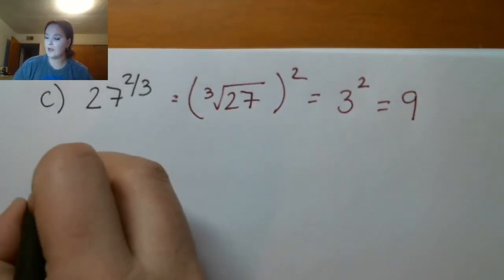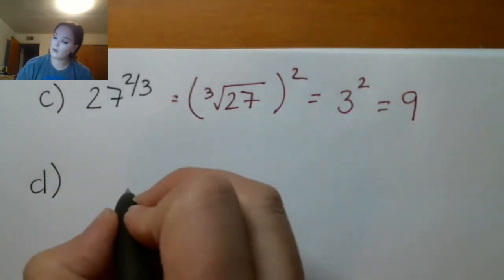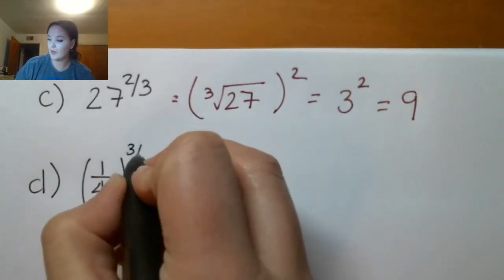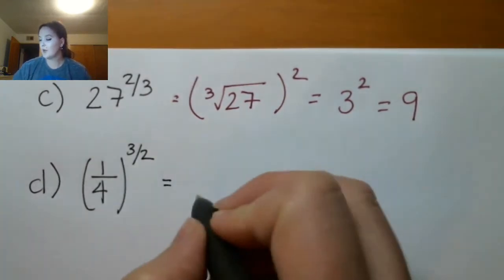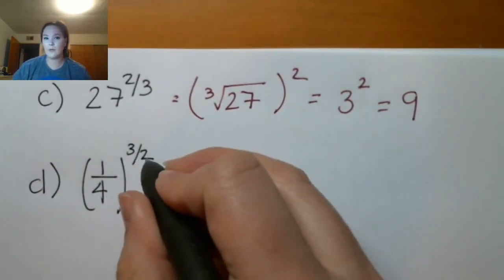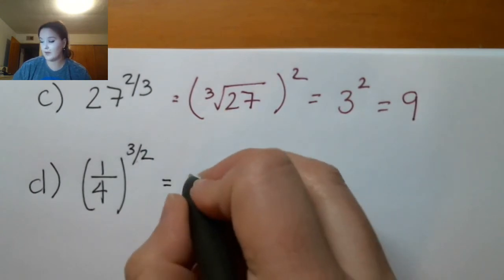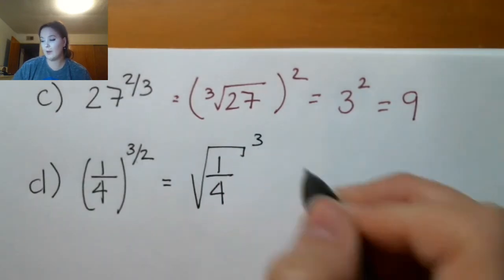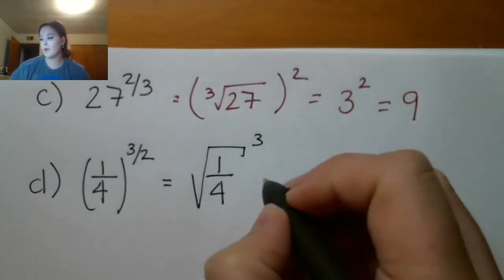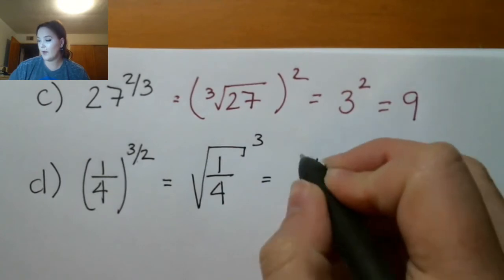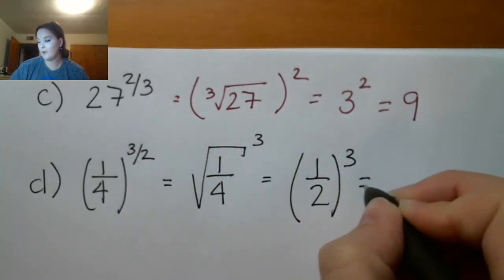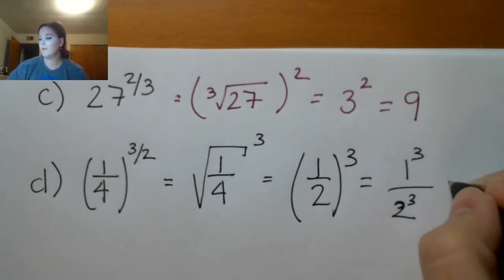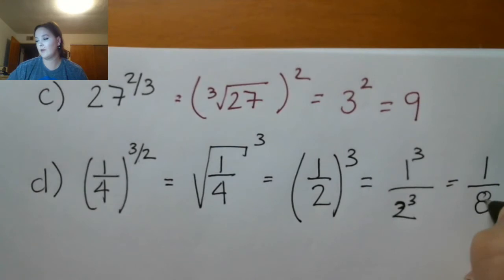And the last one of these, 1/4 to the 3 halves. Okay, so this is going to be the square root because the root part comes from the denominator. So the square root of 1/4, okay, to the third power. Now the square root of 1/4 is 1/2, so I'm going to get 1/2 to the third power, which is 1 cubed over 2 cubed, sorry. Okay, 1 over 8.